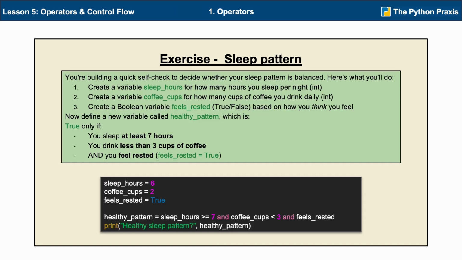Let's put this into practice with an example. You are building a quick self-check to decide whether your sleep pattern is balanced. You'll create variables for sleep hours, cups of coffee, and whether you feel rested. Then you'll combine them with logical operators to decide if the pattern is healthy.